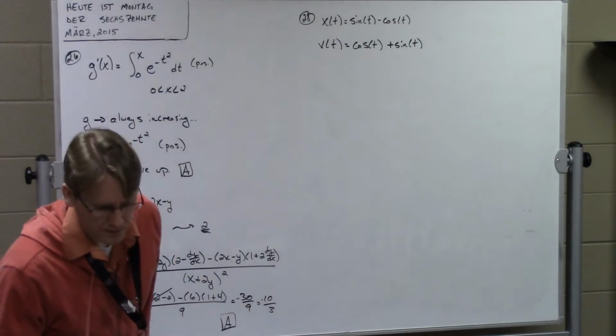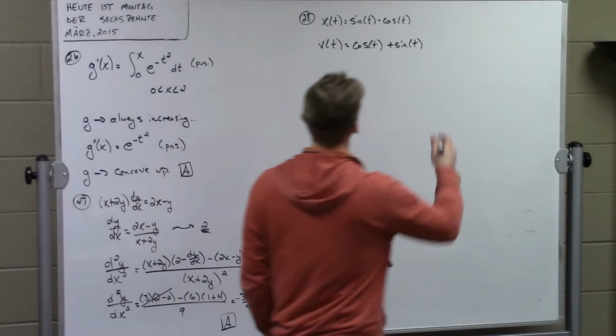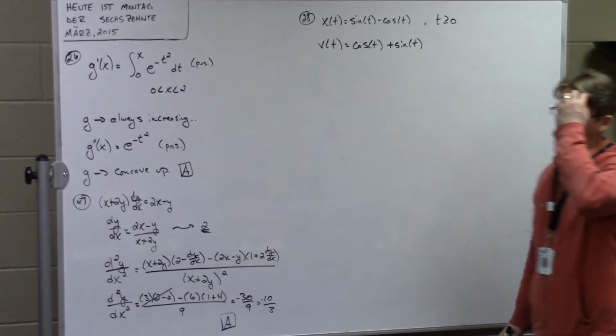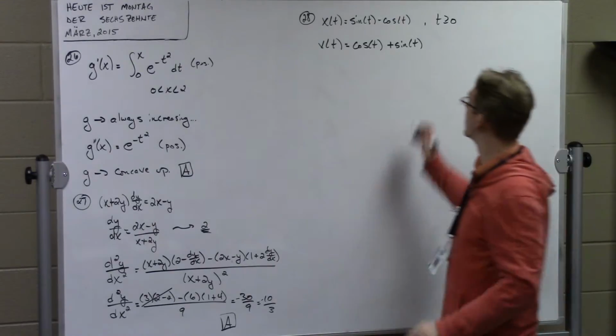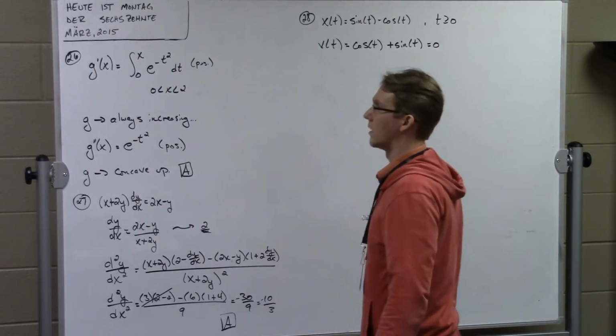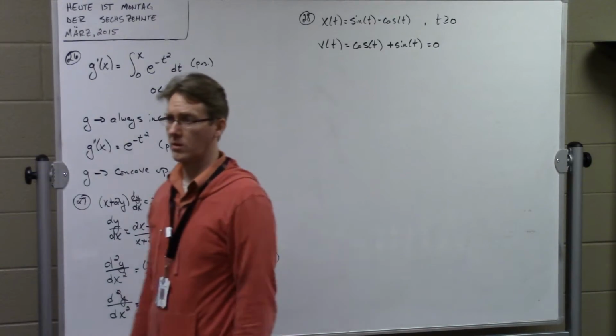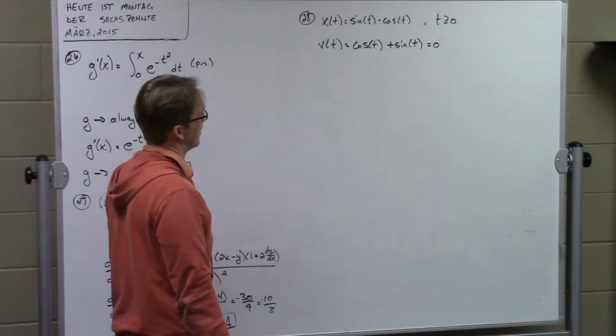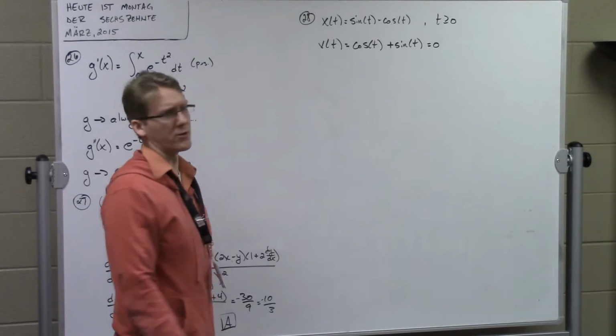What was my time? Greater than 0? Here's what I'm thinking. It has to be in the second quadrant. Yes, 3 pi over 4, the 45 degrees. Root 2 over 2, root 2 over 2.